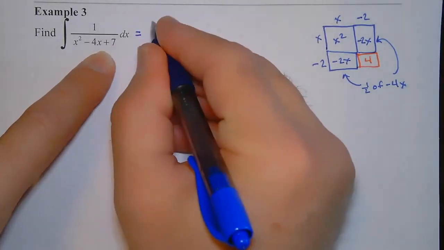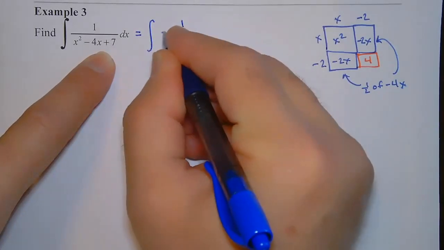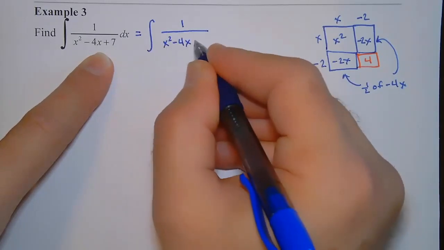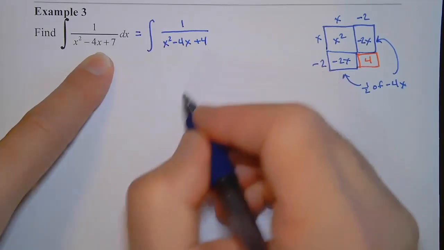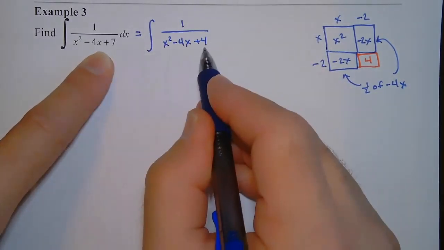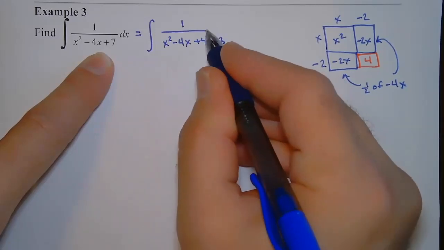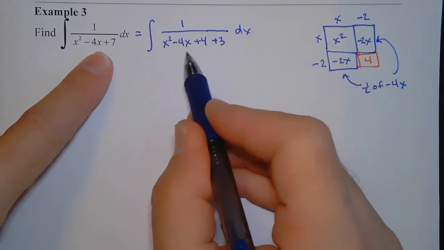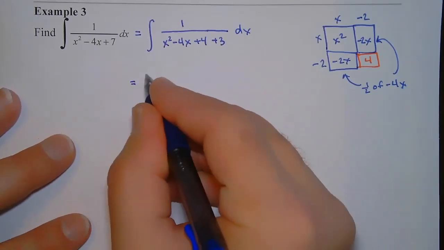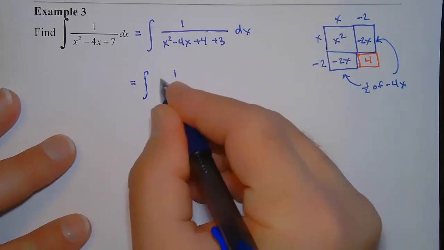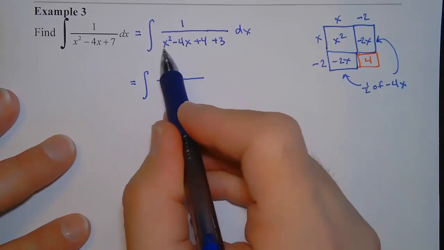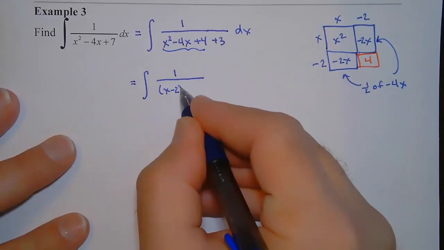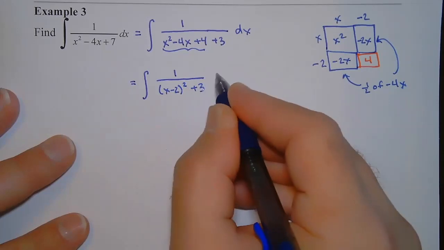So this is going to be the integral of 1 over, and we're going to break this up into x squared minus 4x plus the 4, right? But now we don't have 7, right? We don't have 7 now. We have plus 4. So we need to add 3. I'm going to extend my fraction bar a little bit, and then dx. Okay, so these 3 pieces make up my perfect square. Okay, so this becomes the integral of 1 over, and these 3 pieces make up the x minus 2 squared. So x minus 2 squared plus 3 dx.